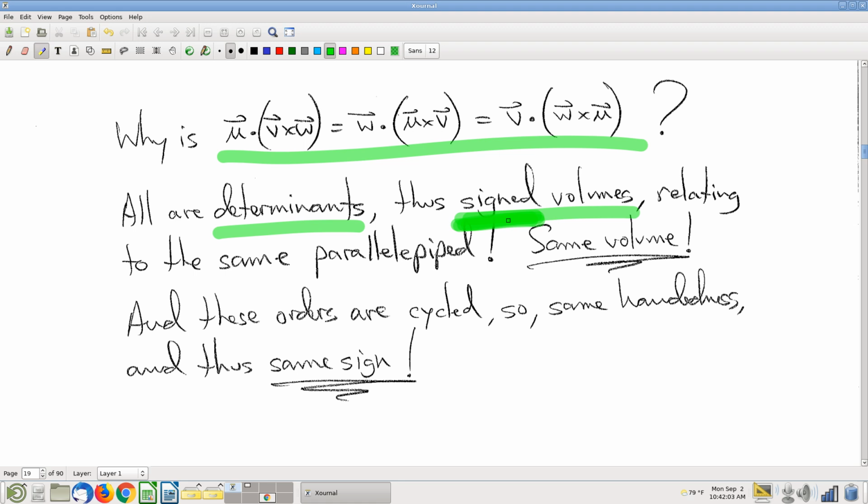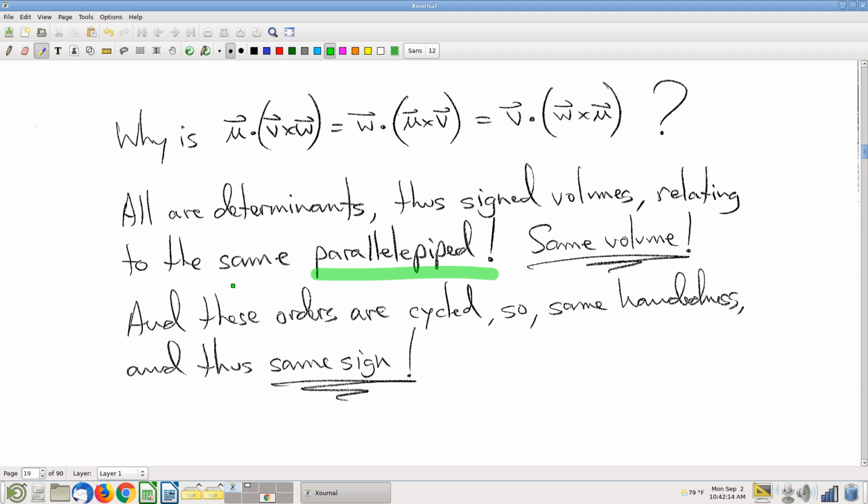The absolute values of these determinants, the absolute values of these triple products, they're all volumes. Volumes of what? Well, they're volumes of parallelepipeds. And in fact, they're all the same parallelepiped. This one refers to the parallelepiped defined by U, V, and W. This one refers to the parallelepiped defined by U, V, and W in a different order, but it's the same parallelepiped. Same parallelepiped, same volume.